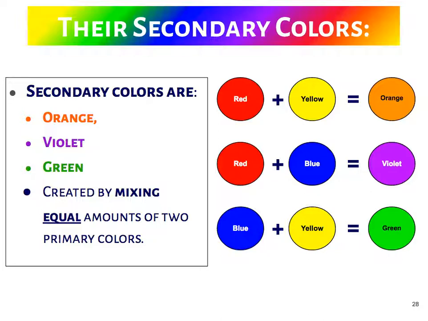primary colors. As you can see here, red and yellow gives you orange, and orange is the secondary color. When you mix red with blue, you get violet, which is also a secondary color. And finally, when you mix blue and yellow, you get green. So your secondary colors are orange, violet, and green, created by mixing equal amounts of the 2 primary colors. So both of the amounts have to be equal in order for them to be secondary, and only if they are made with primary colors.